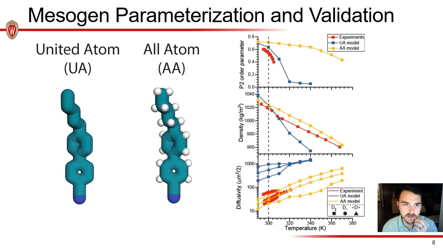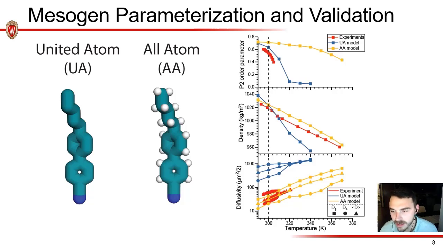So the result is, once we transform from this united atom model, which is used commonly in the literature, to the all atom model, what we see is that for our P2 order parameter, when we compare to experiments at our temperature here, while we don't observe the same nematic isotropic transition temperature, we obtain similar P2 order parameters at the temperature of interest. Also, while we may not get the correct density across the entire temperature spectrum, and neither does the united atom model, we do get the correct density at 300 Kelvin.